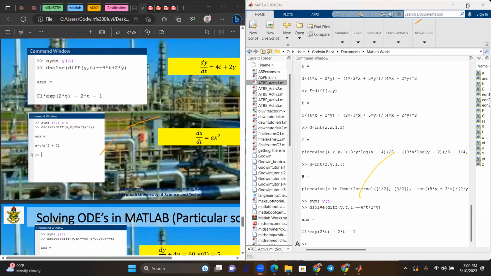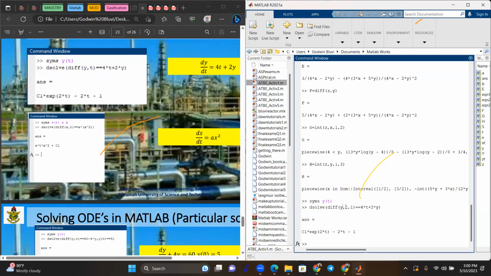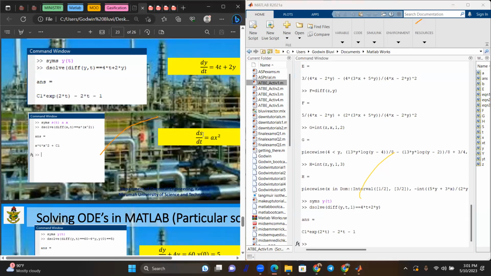Yes. The one you added after the diff y, comma t, the one, you asked what it is. The one means first derivative. Do you understand? So if it's 3, it means the third derivative. If it's 20, it means the 20th derivative. Do you get it?